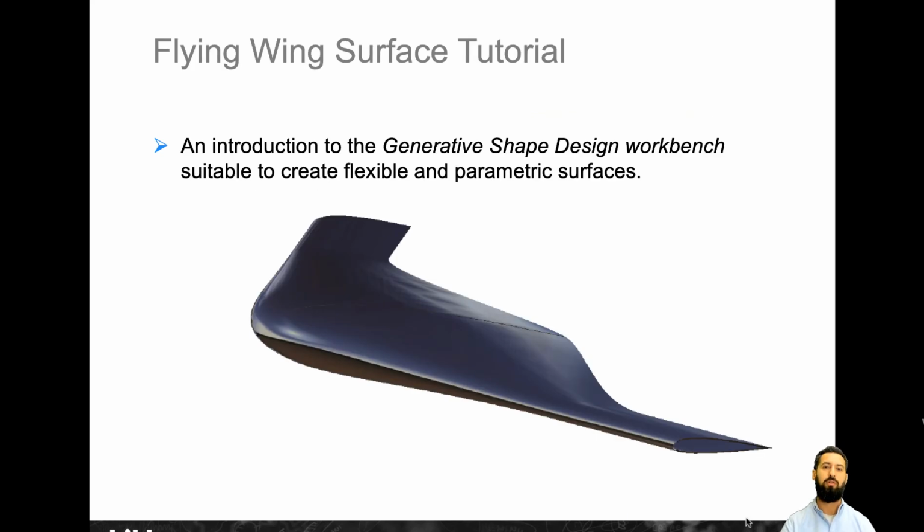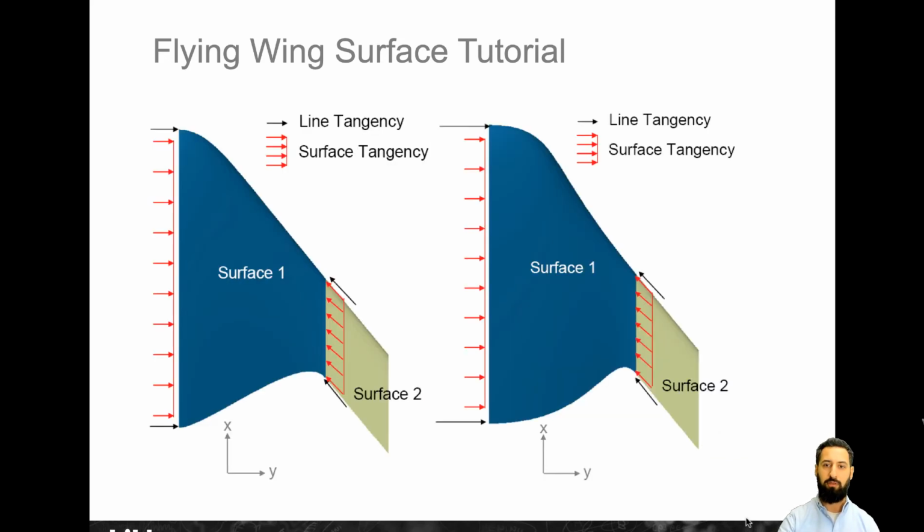Then you will use a workbench called Generative Shape Design in order to create flexible parametric surfaces. This is a very good tutorial to understand how surfaces work in CATIA, and how to connect the different surfaces and guiding lines together in order to get smooth transitions and so on.